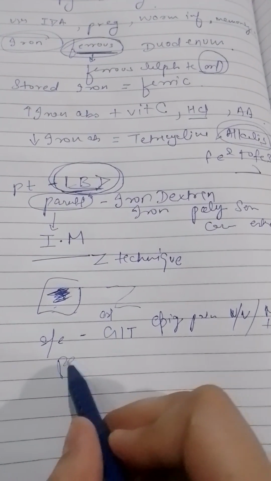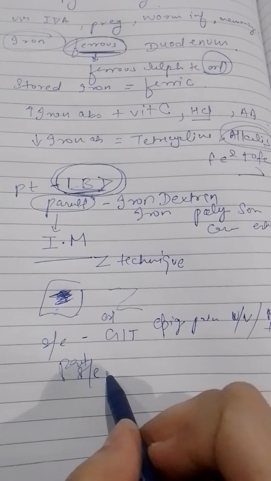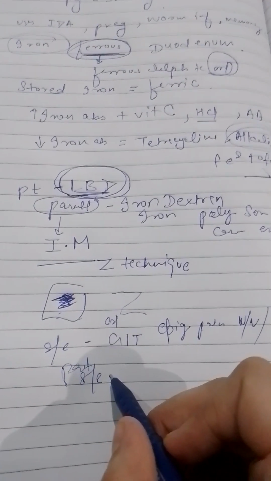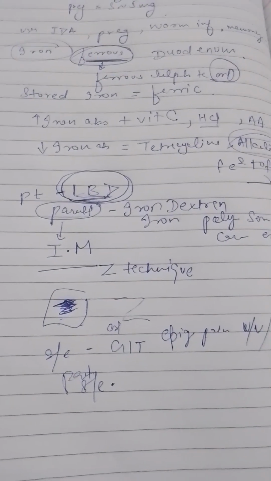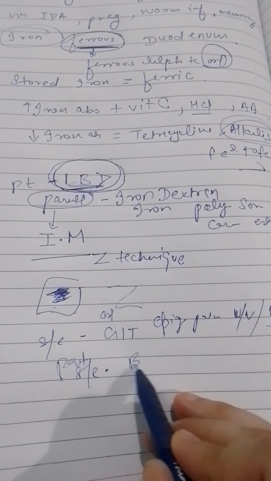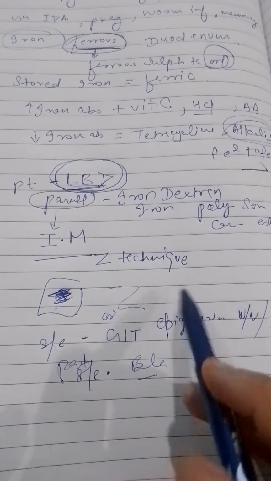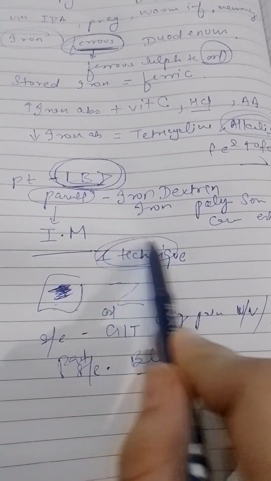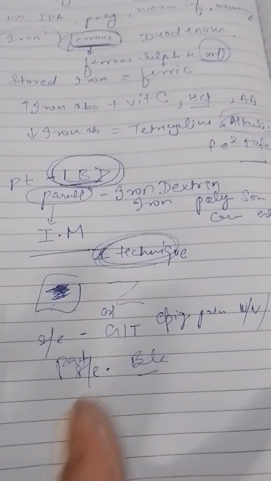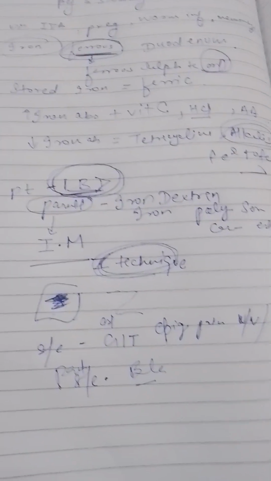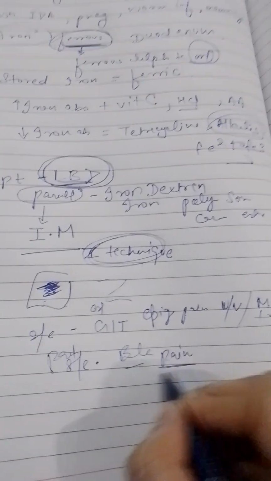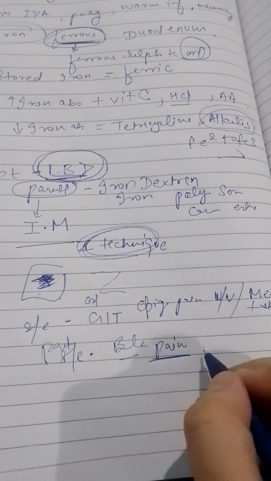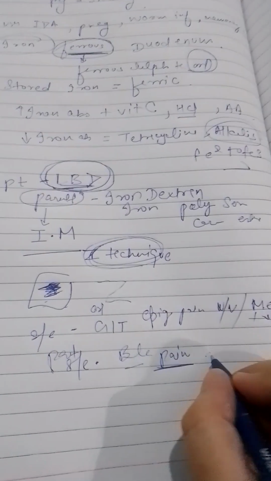What about the parenteral iron side effects? For example, I have already told you that number one, there can be blackening. But if you give it by the Z technique, then it will be much better. Another thing is that there will be pain, but the pain will be at the site of injection where we have injected it. Okay, there will be pain.